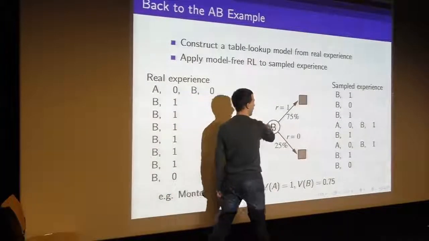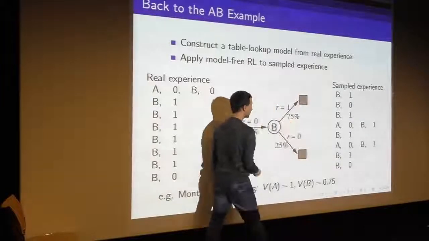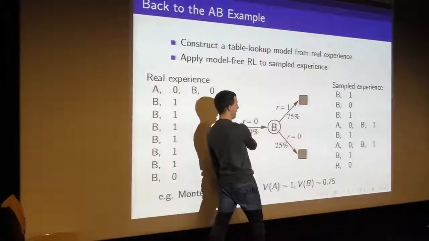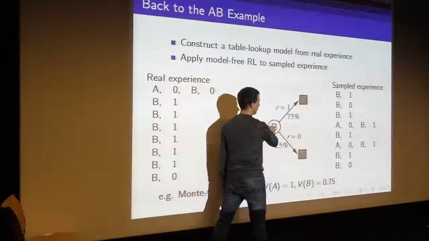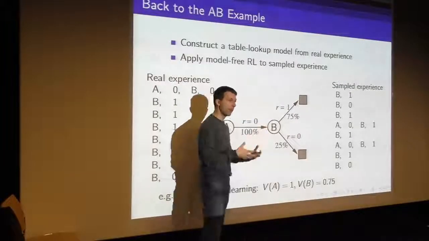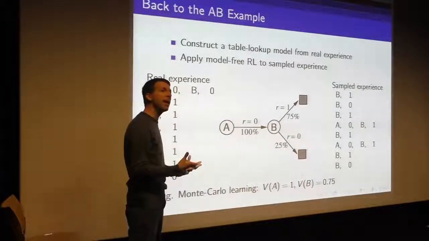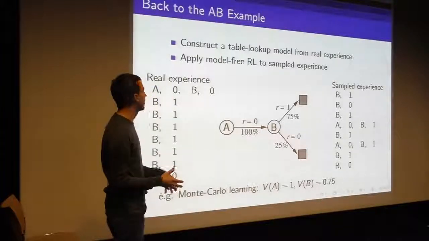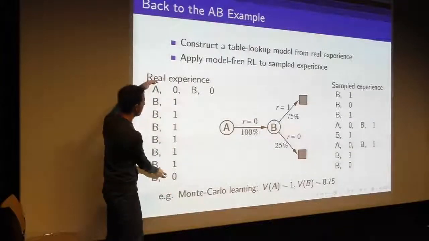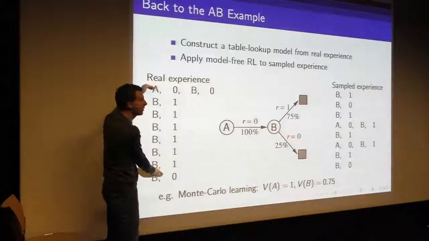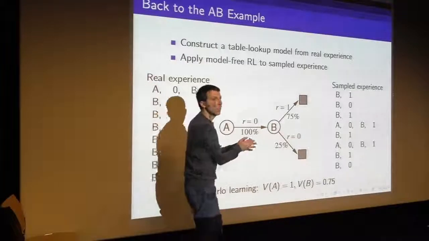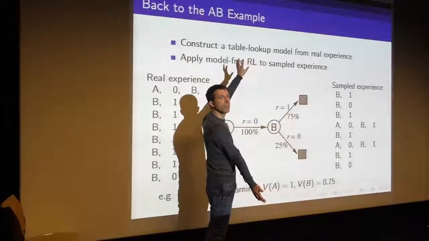We get A0, B1. And B1, and A0, B1, B1, B0. So we're just sampling from our own model. And it should be clear that the advantage of this approach is that even though we've only seen this number of real trajectories, we're able to sample as many trajectories as we can given our computational budget.